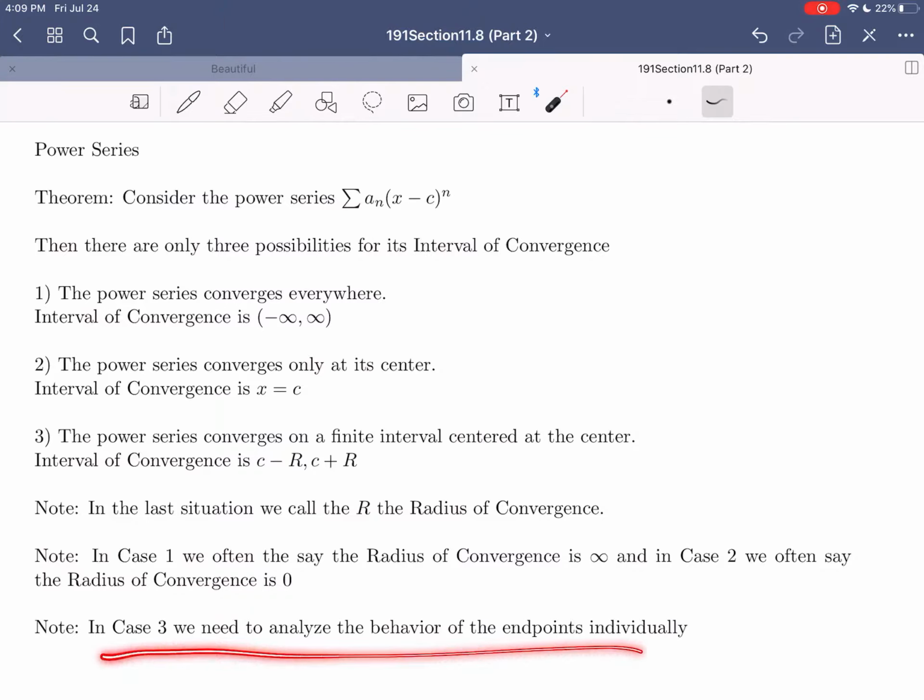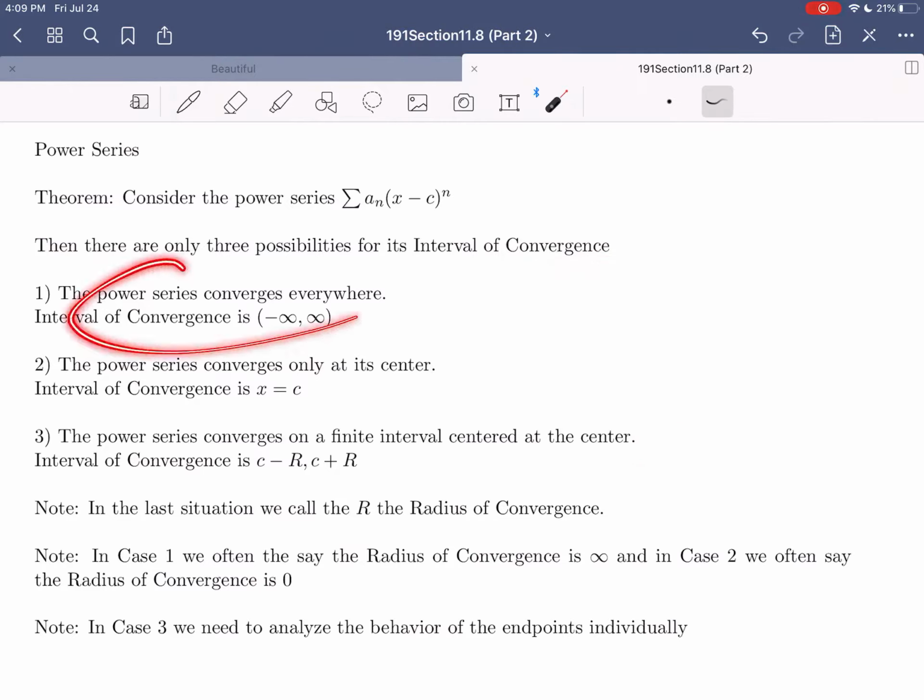And then also remember, in case 3, we saw an example of case 3 in the previous video. You need to analyze the behavior of the endpoints individually. You might end up where both endpoints diverge, so you have open parentheses on those intervals. It could be that both endpoints converge, so you have hard brackets, they're included in the interval of convergence. Or it could be something where one converges and the other diverges. So all the possibilities are really possible there. But what's so important about this theorem, the really big idea here, is that these are the only 3 types of interval of convergence you can have.